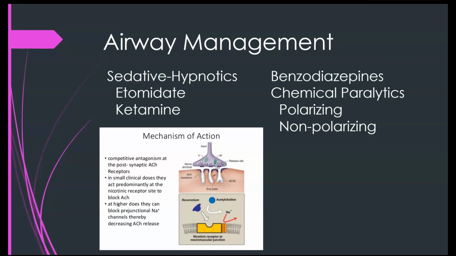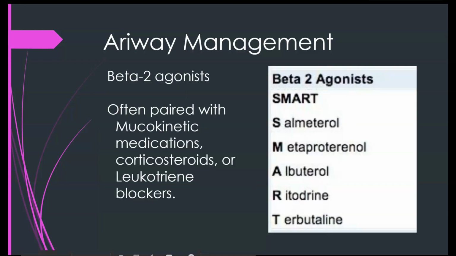You also have your chemical paralytics, which are very commonly used in the ER. I know Suffolk has these for RSI. You have your rocuronium and your vecuronium, among others. Those are your 2 most popular. And they do different things within the body. But we're going to talk about that more another time.